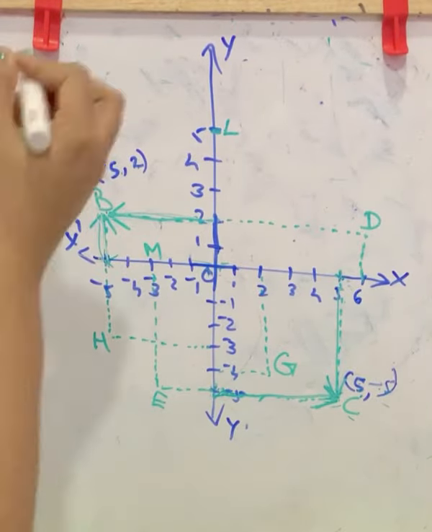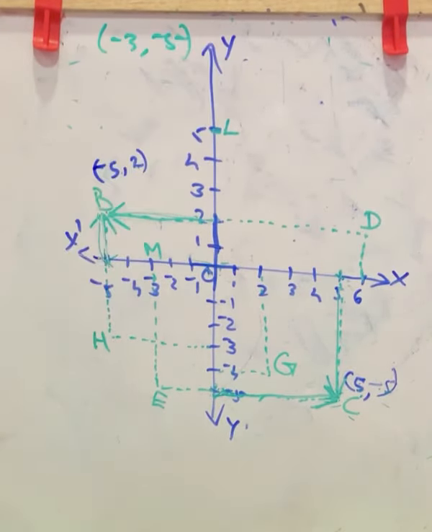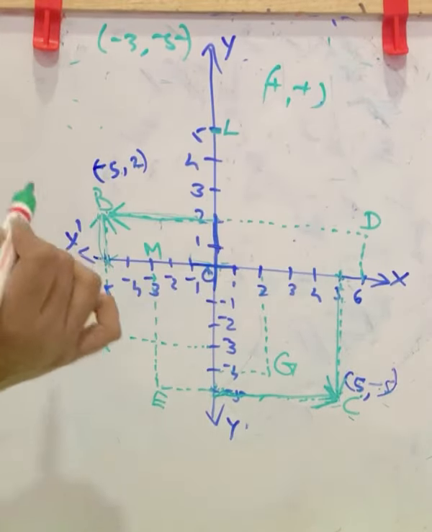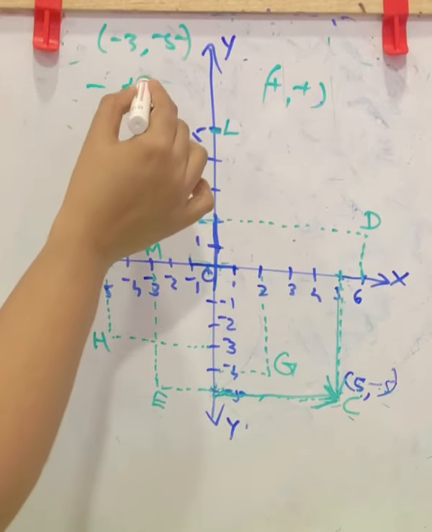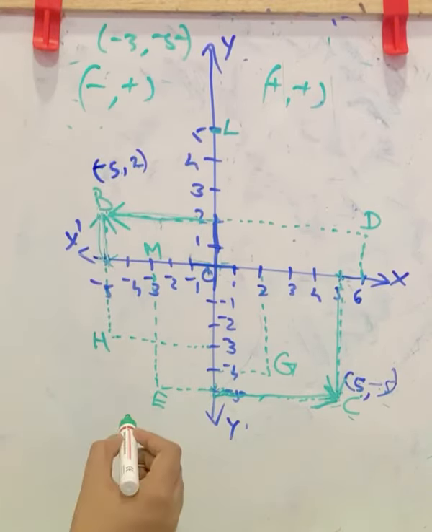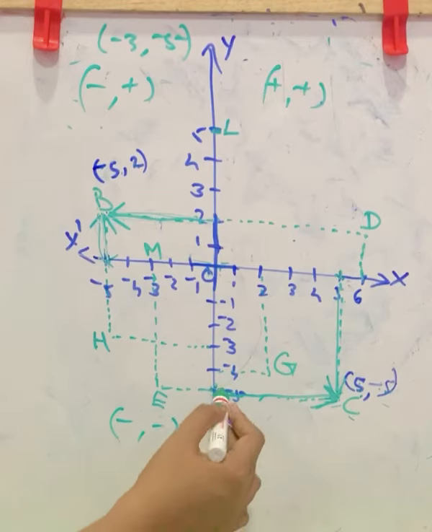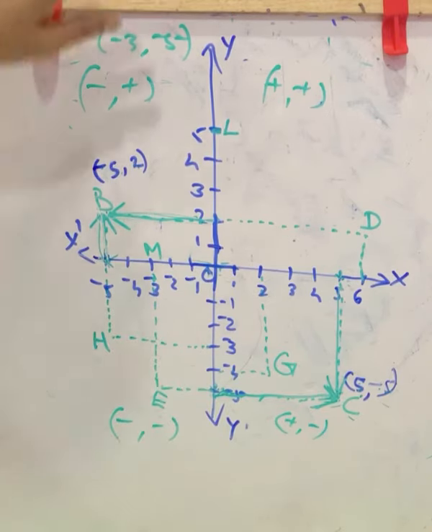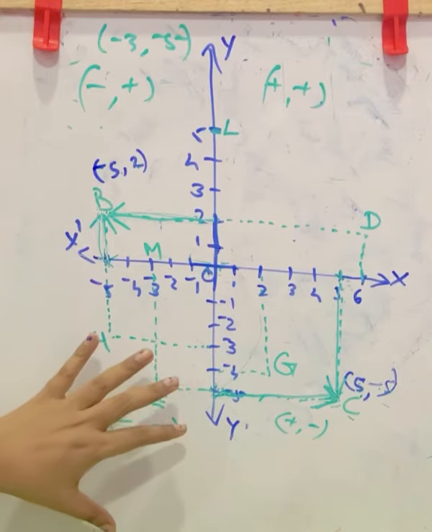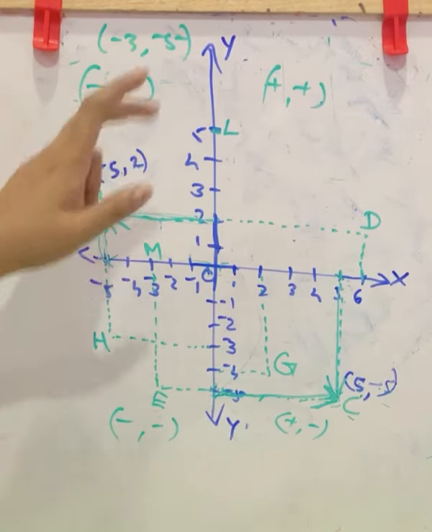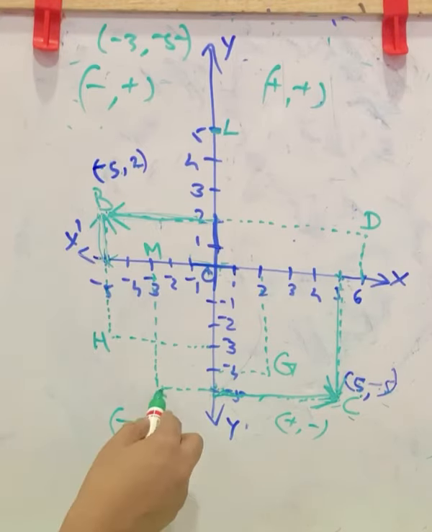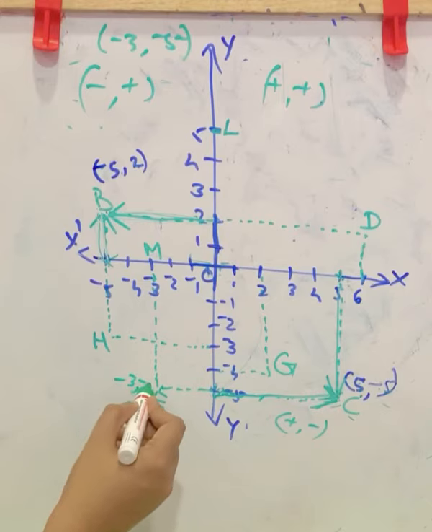Find the point -3, -5. We know this is the first quadrant. Here both x and y are positive. This is the second quadrant. Here x is negative, y is positive. This is the third quadrant. X and y are negative. In the fourth quadrant, x is positive, y is negative. Now the given values are negative, negative. Both are negative, so it will lie in the third quadrant. Now check -3 and -5. This E is the point. -3, -5 is E.